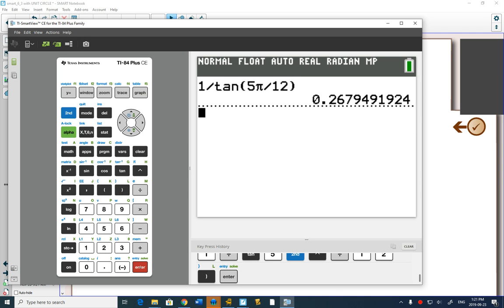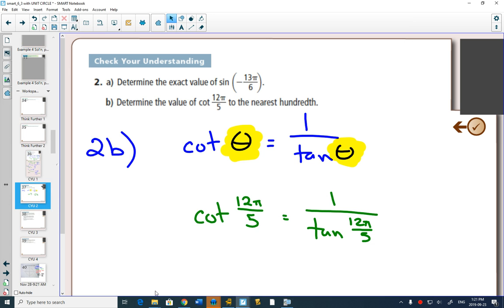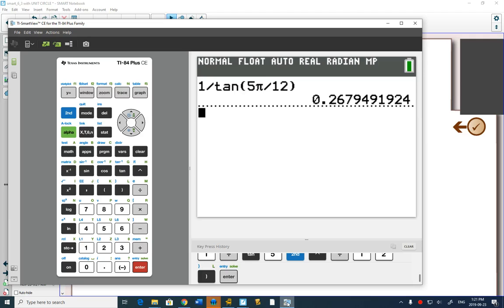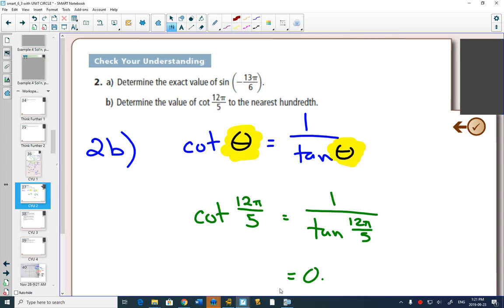enter, 0.267. To the nearest hundredth, 0.27.